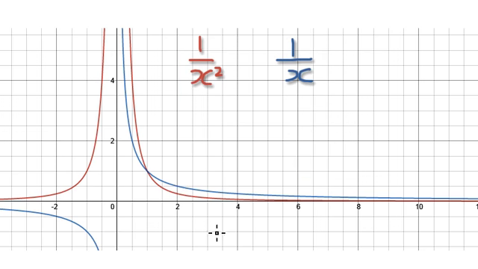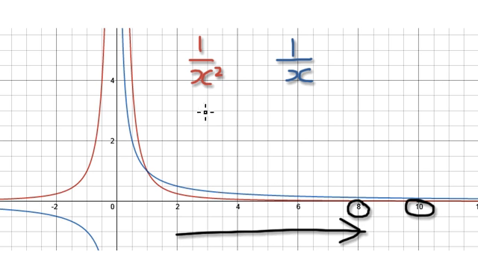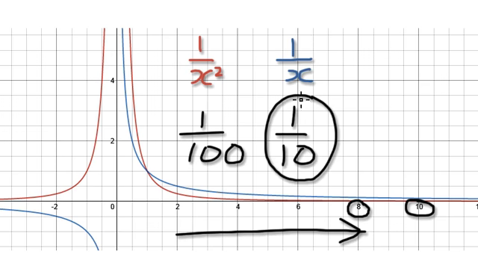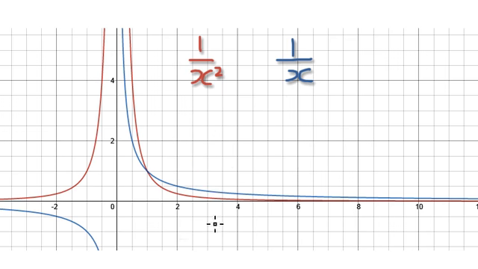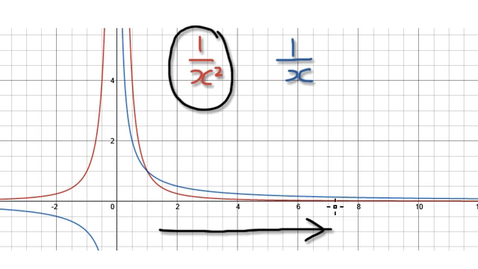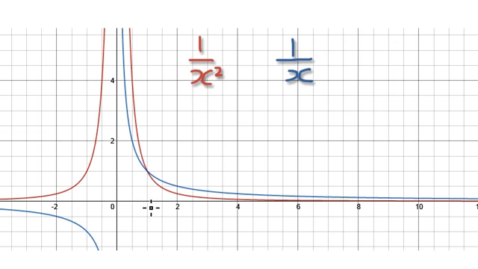So as x increases, let's say 10 here. If you put 10 into this bit here, it will be 1 over 100, and then put 10 into here, it will be 1 over 10. So you see, this number here is bigger than this. That's why as x increases, the blue line is always above the red line. So your 1 over x is above the 1 over x squared. Okay. Now look what happens when x is less than 1.